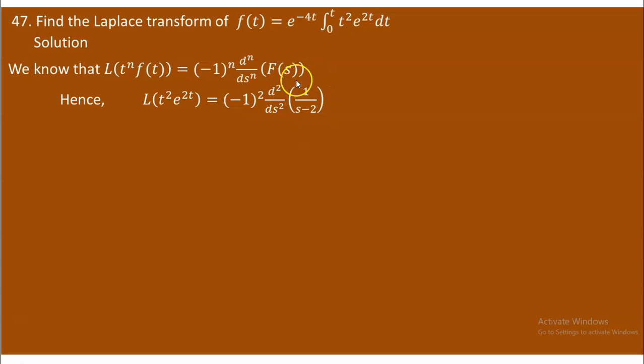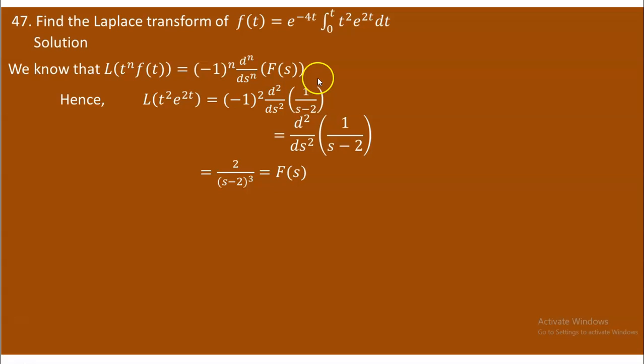So the second derivative of 1 over s minus 2 is going to come. In order to carry it out, you need to recall the quotient rule. Using the quotient rule, one can simply obtain the second derivative of this expression. So clearly the second derivative of 1 over s minus 2 is 2 over s minus 2 cubed. Okay, 2 over (s minus 2) cubed is the Laplace of t squared e to the power of 2t. So now consider this as your F(s).